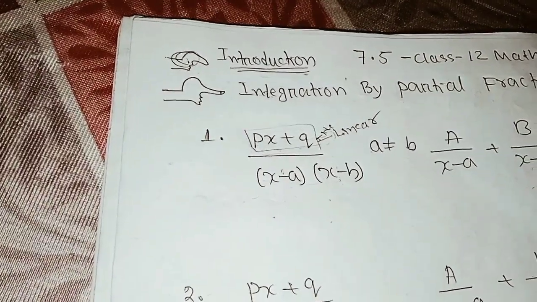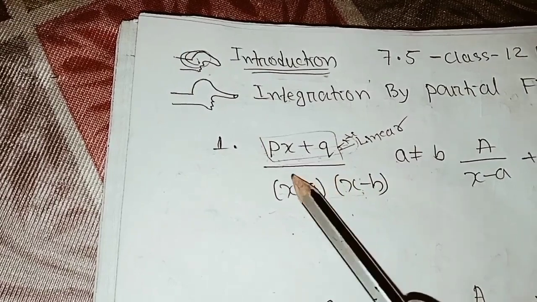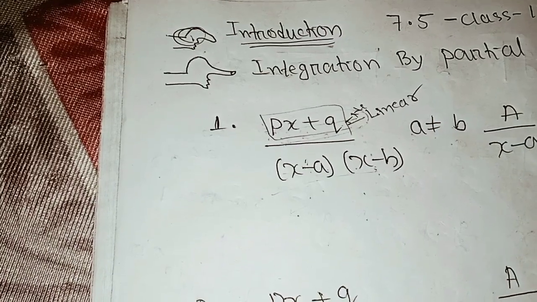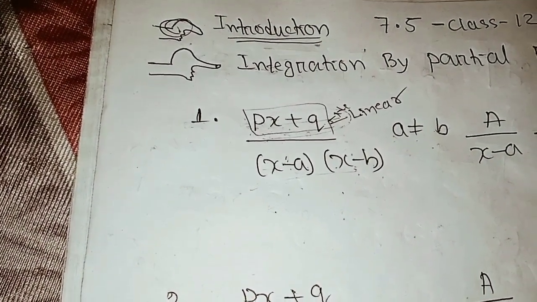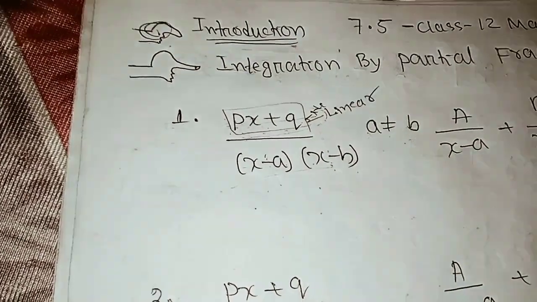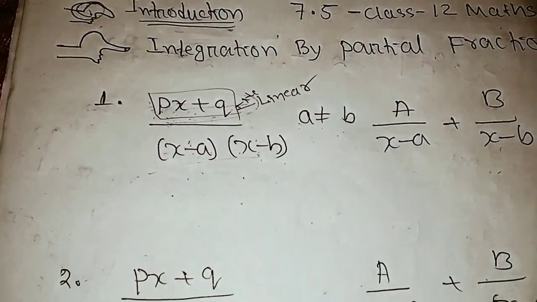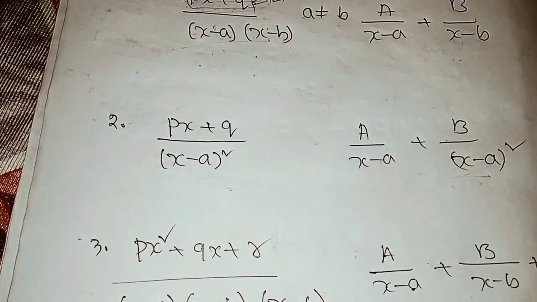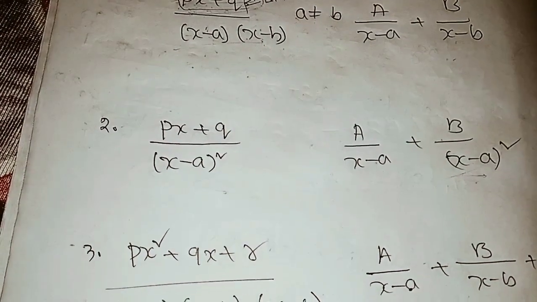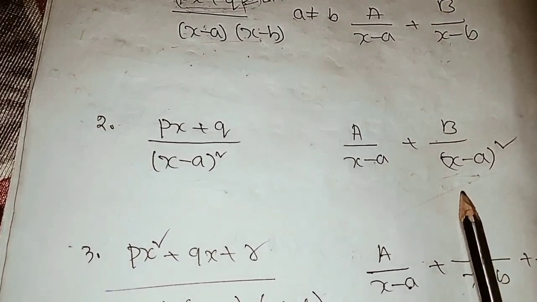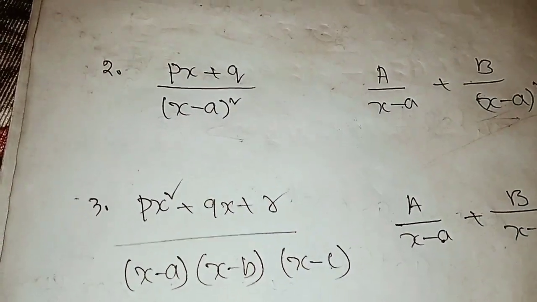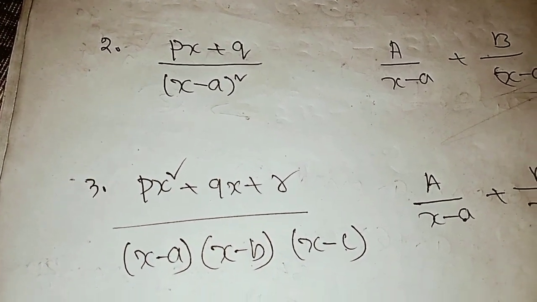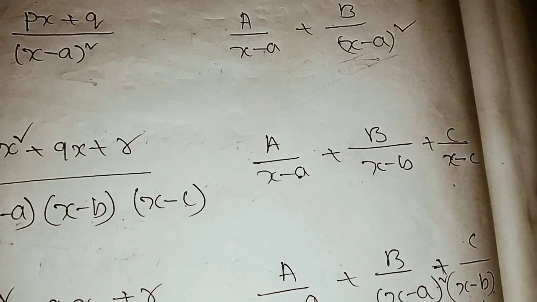So my dear friends, you can see this is a function. This function will be seen in questions of chapter number 5. Then you have to use this type of formula. So when you observe in a question px plus q divided by x minus a whole square, then you have to use this formula. Similarly, in the third, px square plus qx plus r is divided by x minus a into x minus b into x minus c, use this formula.